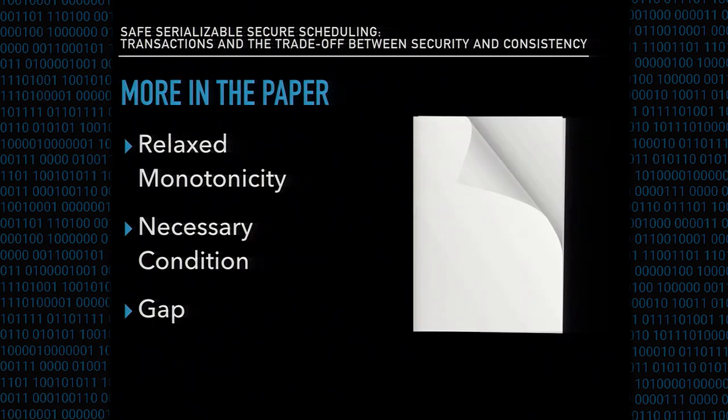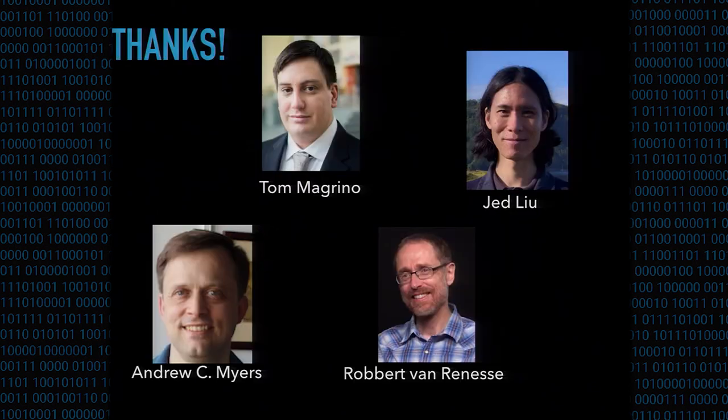There is more in the paper, which I haven't had time to talk about. We actually slightly relaxed monotonicity, so staged commit can handle even more transactions. And we have some necessary conditions for secure schedulability. And there's still quite a bit of a gap to explore between our known necessary and sufficient bounds. I'd like to thank my co-authors, especially Tom and Jed, who did most of the implementation, and ask if there are any questions.